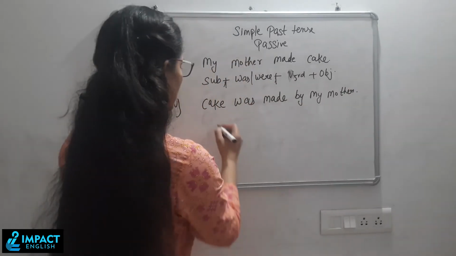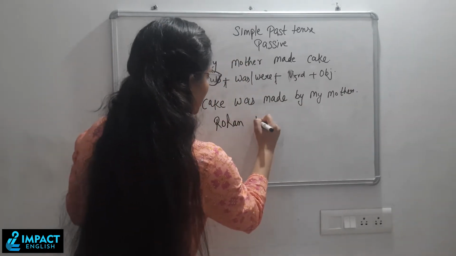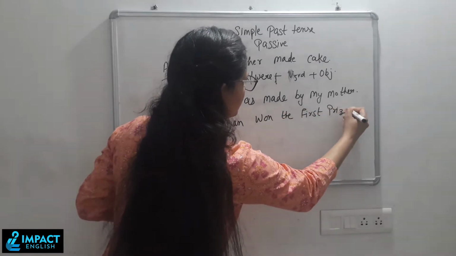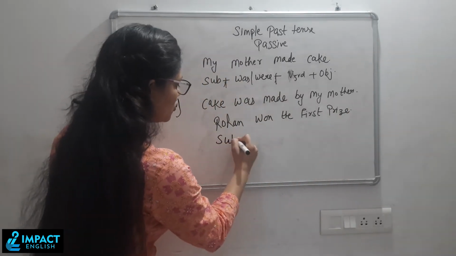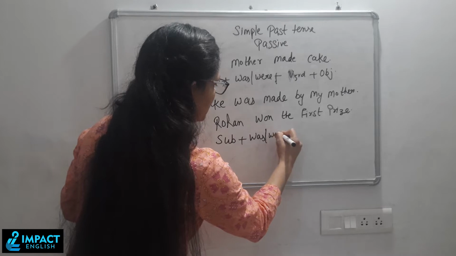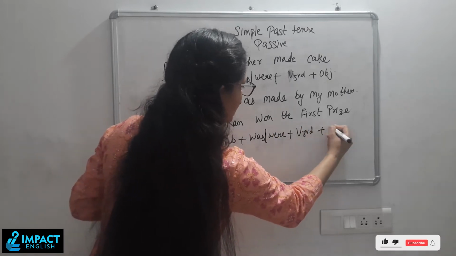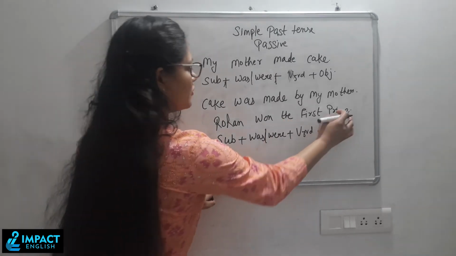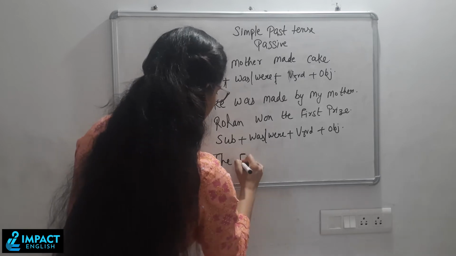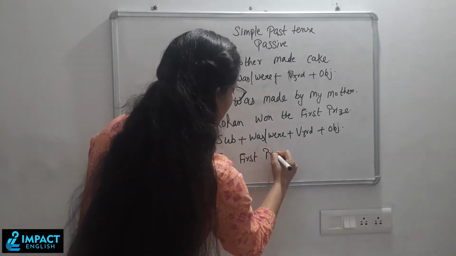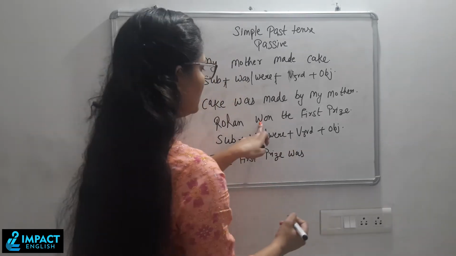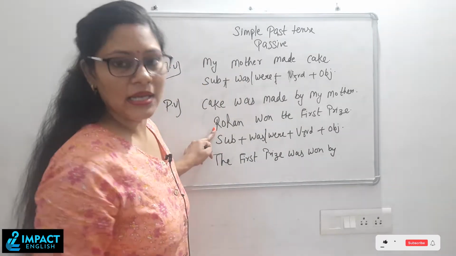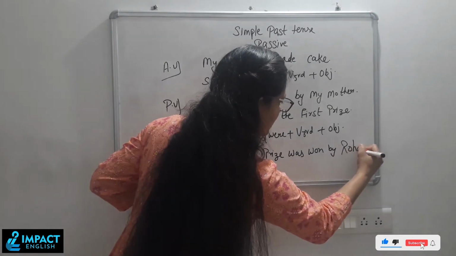We take another example. Rohan won the first prize. Now how to change? Subject, was, were, verb's third form, and then object. So here, this object will be the subject. The first prize. The first prize was, then third form, won by, and the name remains the same, by Rohan.